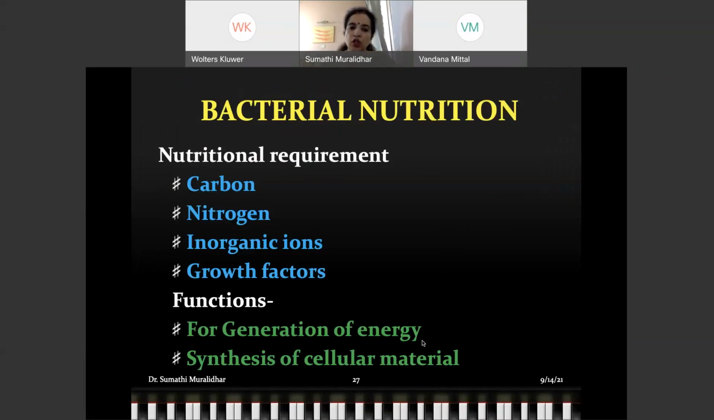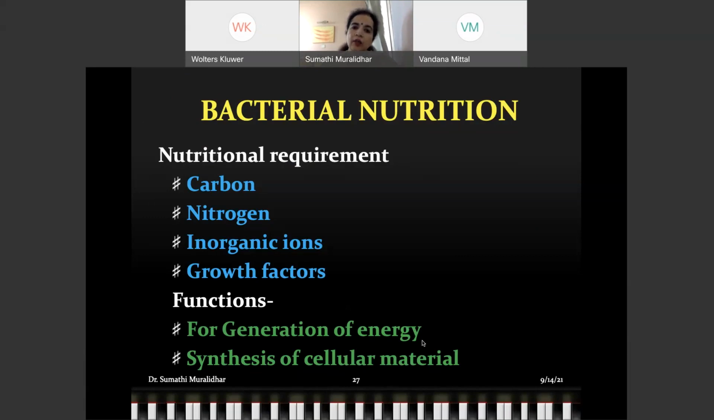Now coming to the nutritional requirements of bacteria, they are similar to that required by humans and other life forms. All living beings require carbon, nitrogen, inorganic ions, and certain growth factors. Why do they require all these nutrients? Because of generation of energy and for synthesis of cellular material.